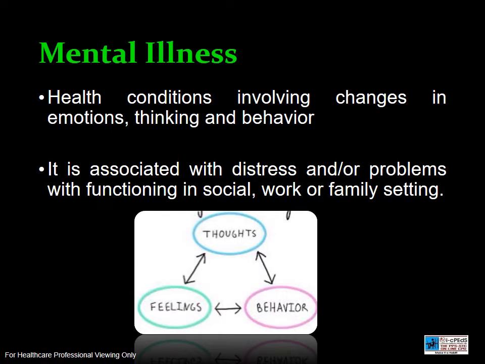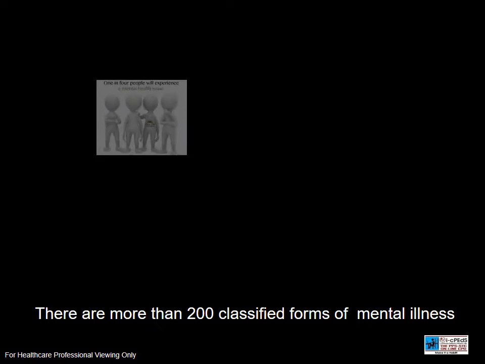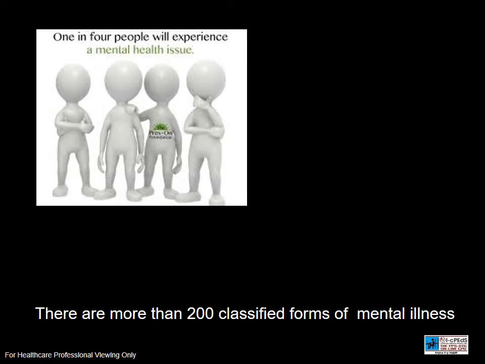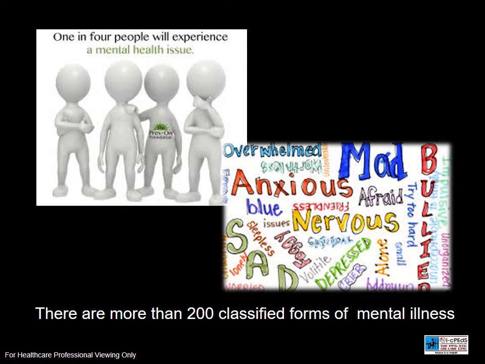What is mental illness? These are health conditions, and mind you, medical conditions, that involve any changes in one's thinking, emotions, and behavior that affect one's functioning, be it at school or work, or in other relational areas. It has been studied that 1 of 4 people will experience a mental health issue that can potentially develop into a mental illness. There are about 200 classified forms of mental illness.